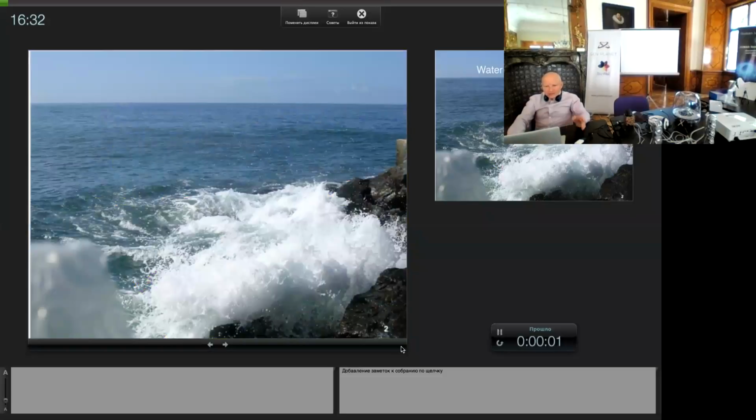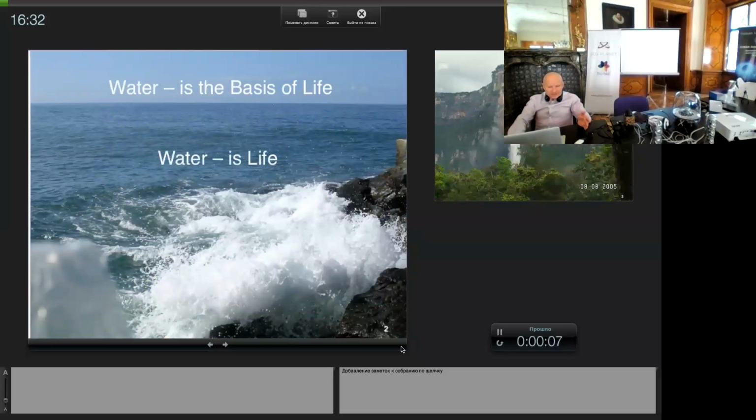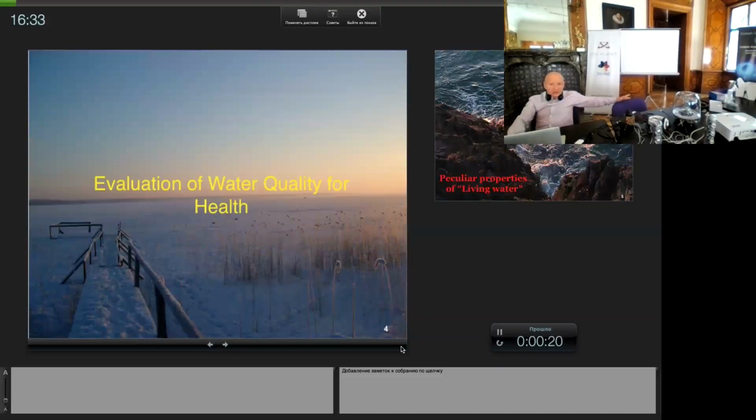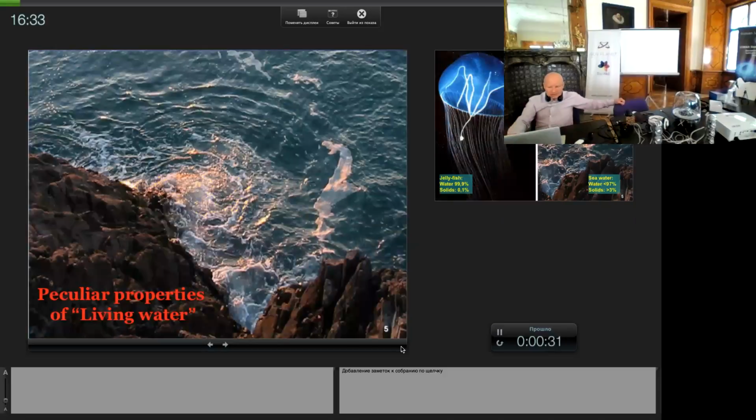So, you know, water is the basis of life. But in reality, water, it is life. So without water, life is impossible. We can live without food, but it is impossible to live without water. And of course, we need to understand what quality of water means. But for this, we need to understand what water means, because water has a lot of enigmatic properties.